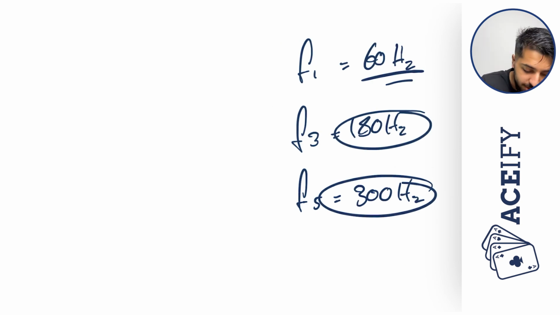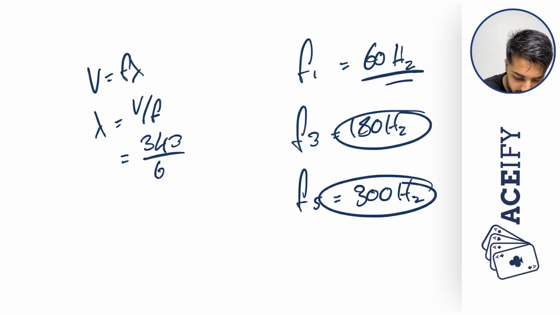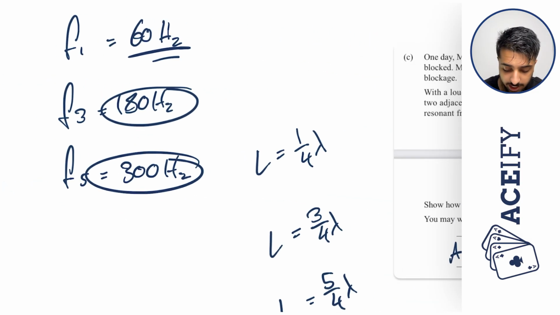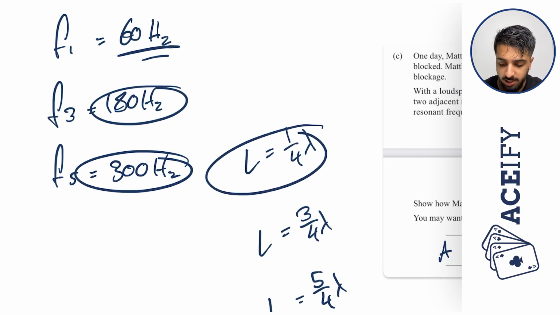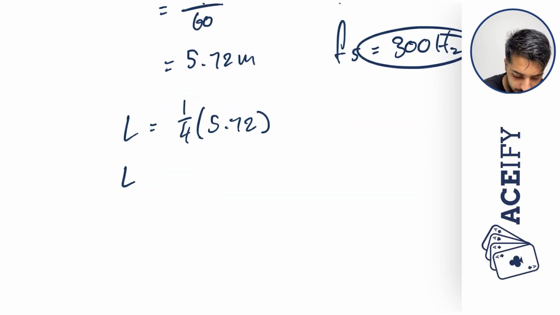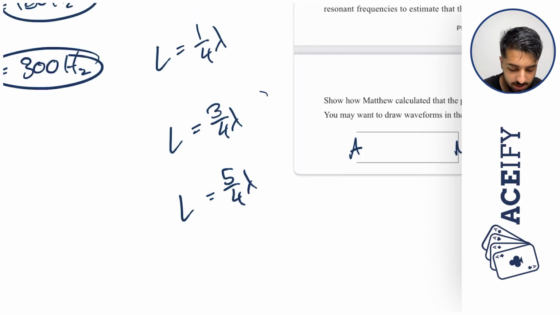From there, we can use v = fλ, and therefore λ = v/f. We know that the speed of sound is 343 over our frequency of 60 Hertz, and that gives us a wavelength of 5.72 meters. We also know that at the fundamental frequency, the length is equal to 1/4 of the wavelength, and therefore L is equal to 1/4 of 5.72, and that is indeed 1.43 meters. And so that's one way in which we can get the answer. The other two ways use this information right here.